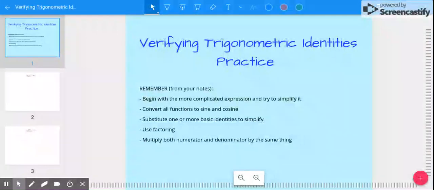This video is on verifying trigonometric identities, just to give you some extra practice. Remember, coming straight from your notes, if you get stuck and aren't sure where to start, or get stuck in the middle, you can begin with the more complicated expression, because there's obviously going to be two sides to the equation, so you want to try and simplify the side that's more complex.